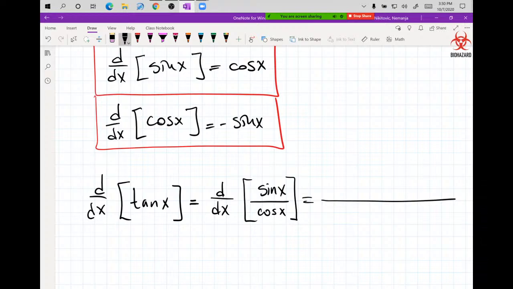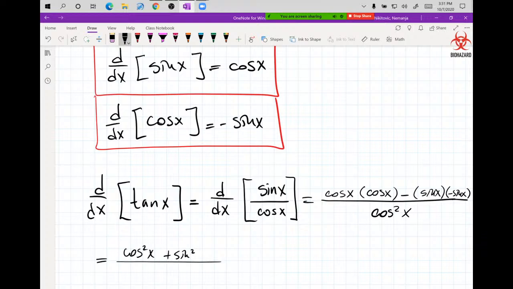So hopefully you wrote down cosine squared in the denominator, then you have your cosine x. Derivative of sine, we said it's cosine x, and then minus, then copy the sine x, and the derivative of cosine is negative sine x. So a little bit of basic algebra over here. You have your cosine squared x plus sine squared x, and the denominator is cosine squared x.